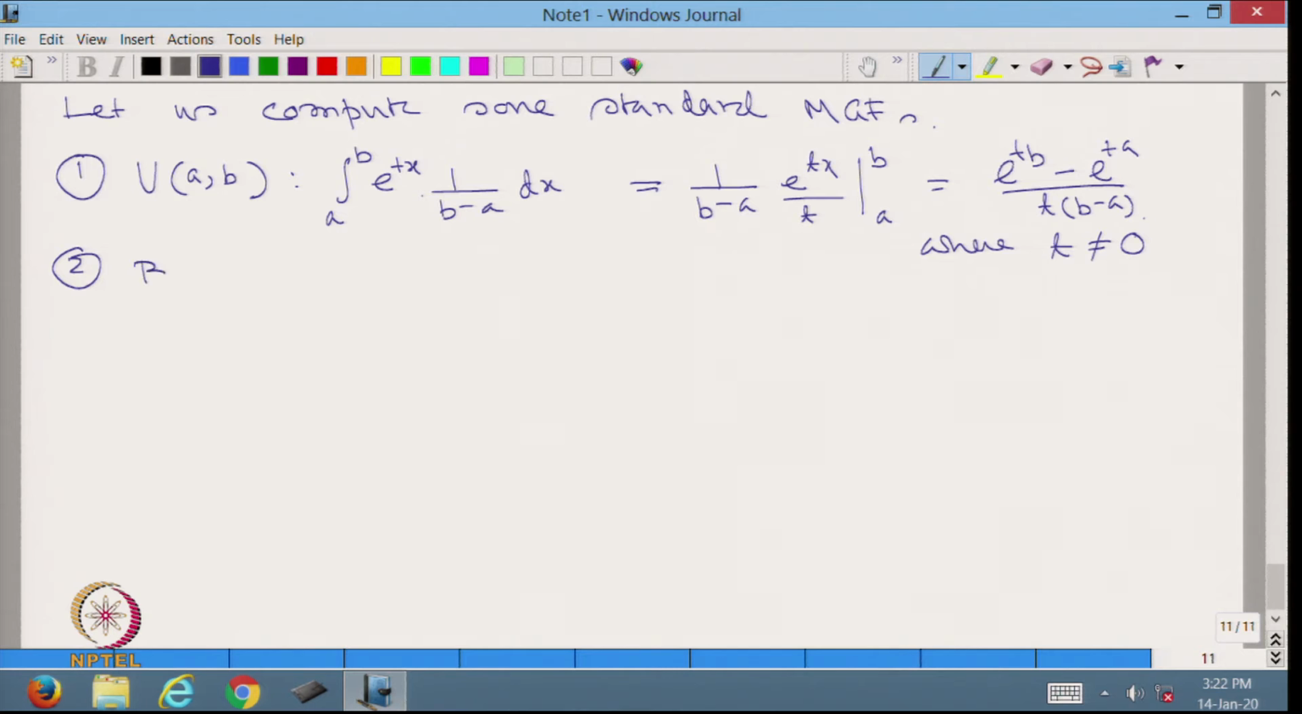2. Bernoulli p. Therefore, the MGF is equal to the expected value of e to the power t x, which is e to the power t into 0 multiplied by the probability of 0, which is q, plus e to the power t into 1 multiplied by the probability of 1, that is p. Therefore, this is equal to q plus p e to the power t.